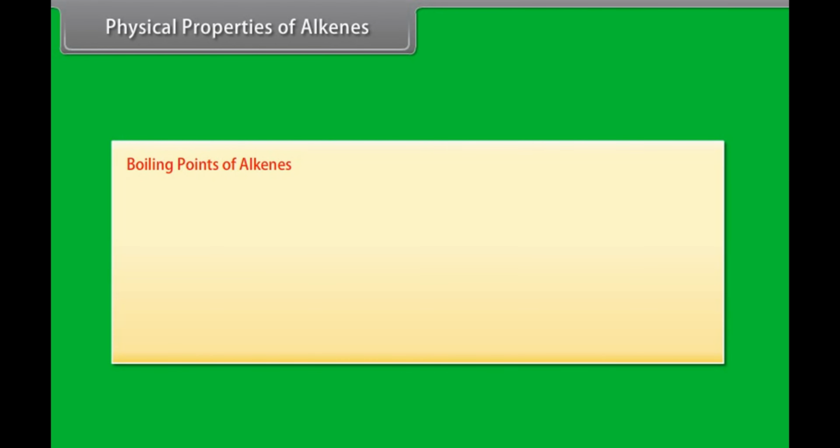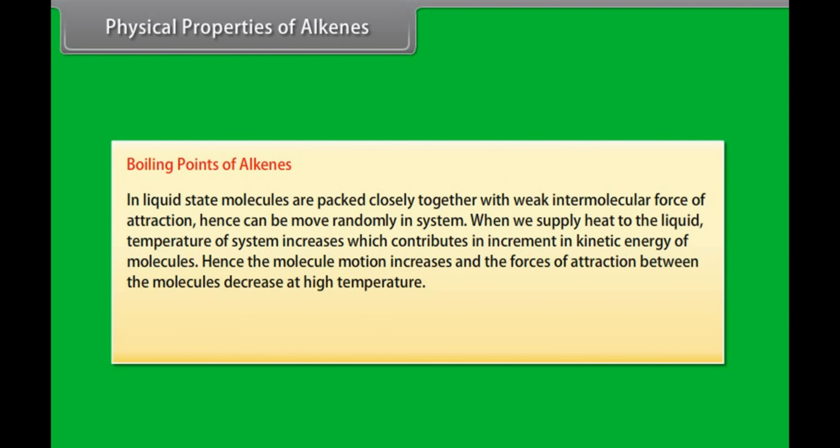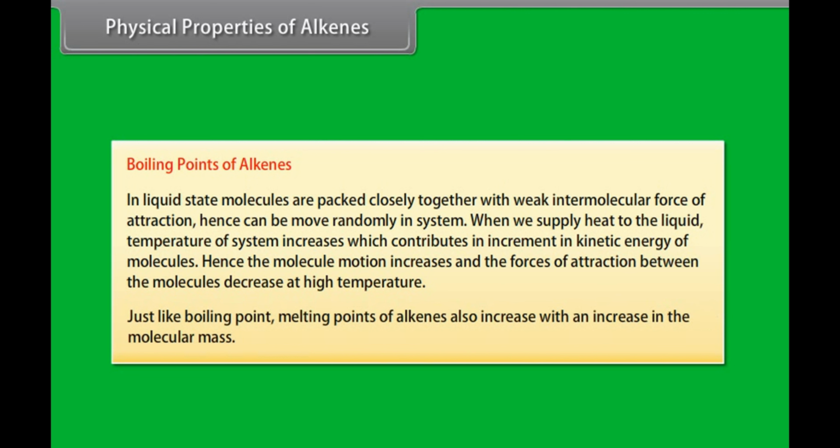Boiling points of alkenes. In liquid state, molecules are packed closely together with weak intermolecular forces of attraction, hence can be moved randomly in the system. When we supply heat to the liquid, the temperature of the system increases, which contributes to an increment in kinetic energy of molecules. Hence, the molecular motion increases and the forces of attraction between the molecules decrease at high temperature. Just like boiling point, melting points of alkenes also increase with an increase in the molecular mass.